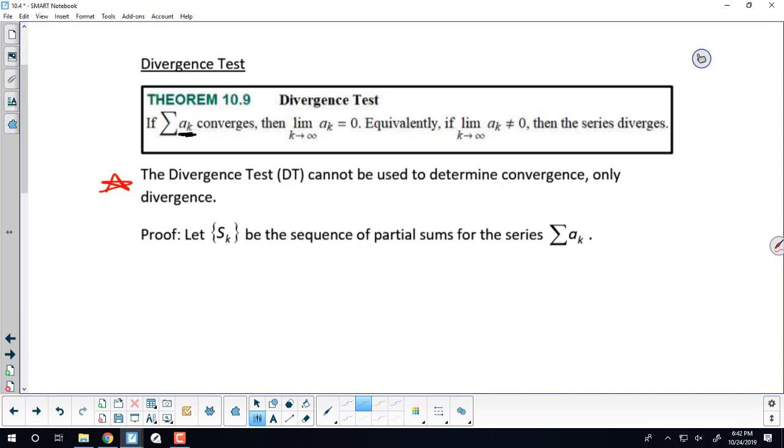Okay, so another way we can say that is if the limit at infinity of a sub k is equal to 0, the divergence test is inconclusive, which means that you need to use another test.